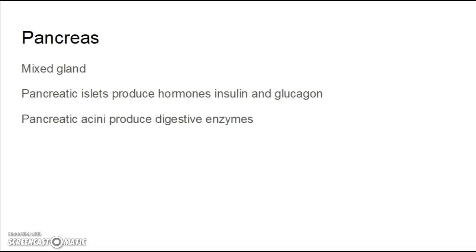The pancreas is considered a mixed gland because it has both endocrine and exocrine functions. The pancreatic islets are little islands, and they're going to be producing the hormones insulin and glucagon. And then the pancreatic acini produce the digestive enzymes that will be delivered to the small intestine to aid in digesting all of the food.